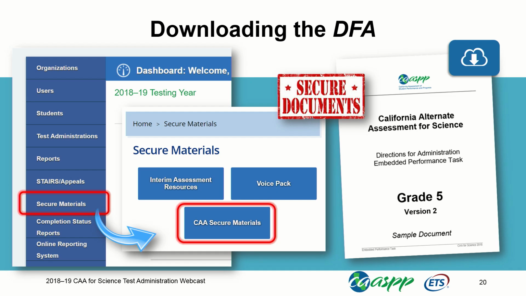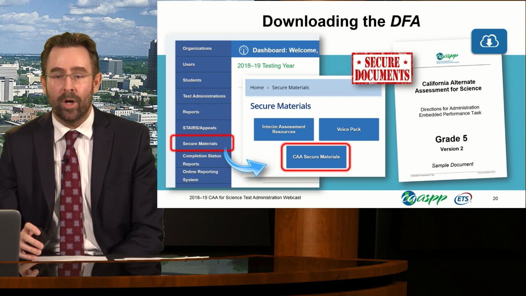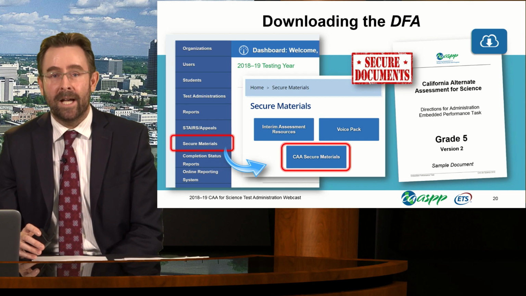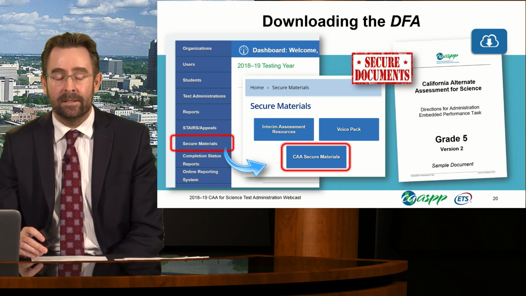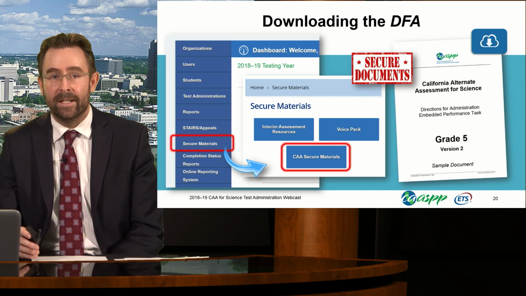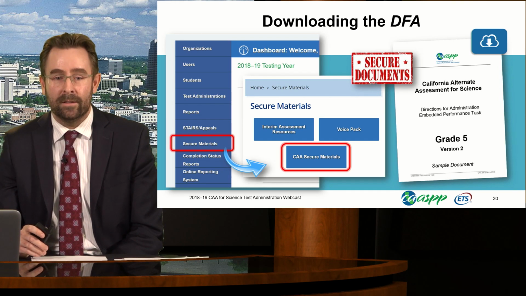So typically a few days before you're scheduled to administer one of the embedded performance tasks, the test examiner should download the secure DFA document from TOMS. They can be accessed from the sidebar, as you see on the screen here, from the Secure Materials button. I'm happy to say that we've made this interface more intuitive than in prior years. For those of you who are used to downloading ELA and math DFAs, it was a little less intuitive than it is now. Hopefully you'll find it easier to find these documents once you log into TOMS.